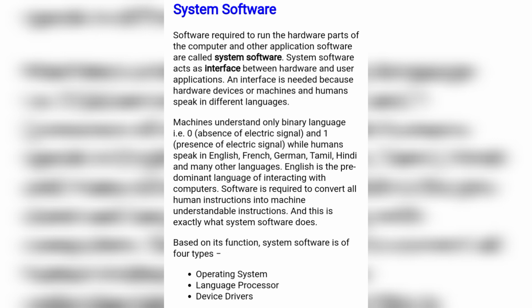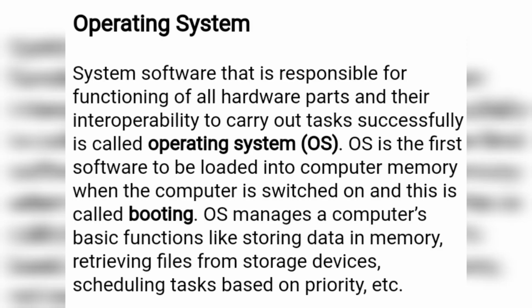Based on its function, system software is of three types: operating system, language processor, device drivers. Operating system. System software that is responsible for functioning of all hardware parts and their interoperability to carry out tasks successfully is called operating system, OS.